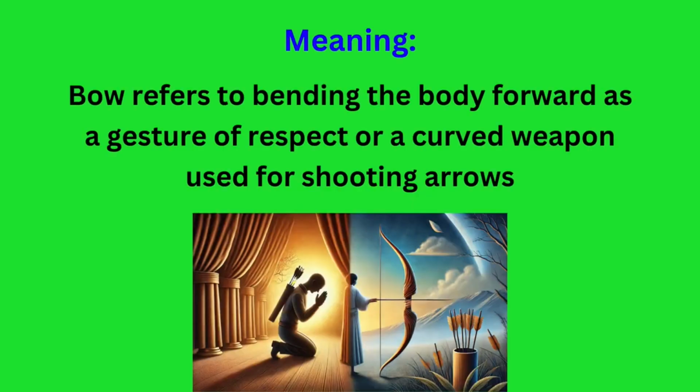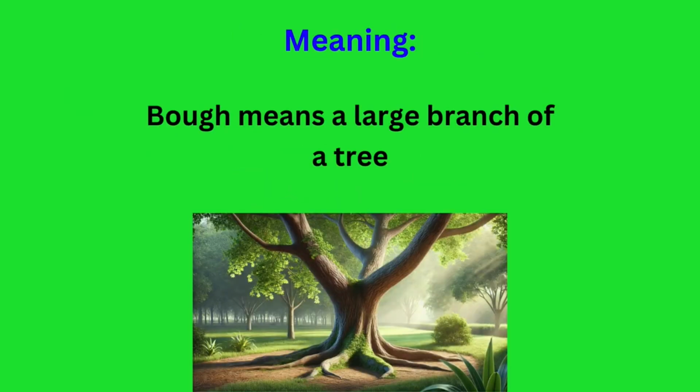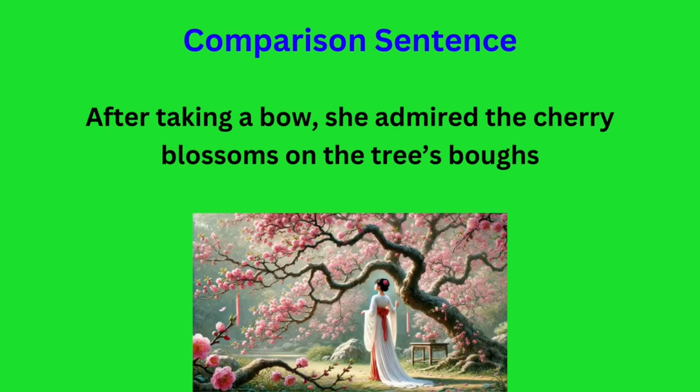Bow. Meaning. Bow refers to bending the body forward as a gesture of respect or a curved weapon used for shooting arrows. In a sentence, the actor took a bow after the final act of the play. Bough. Meaning. Bough means a large branch of a tree. In a sentence, the bird built its nest on the sturdy bough of the oak tree. Comparison sentence. After taking a bow, she admired the cherry blossoms on the tree's boughs.